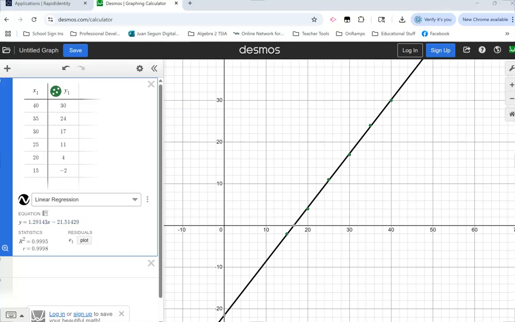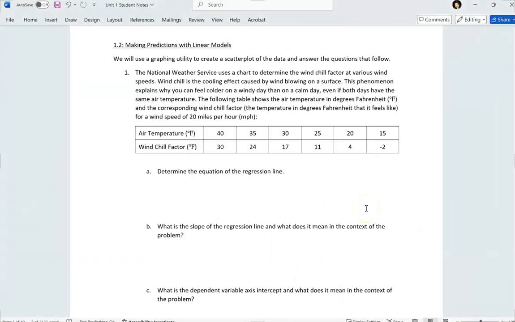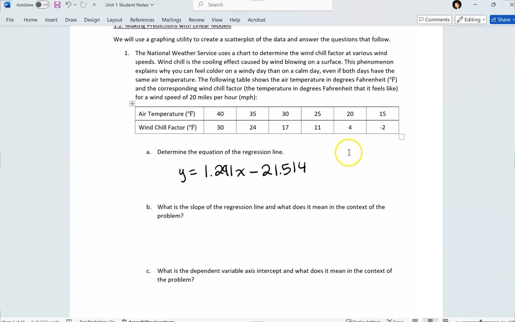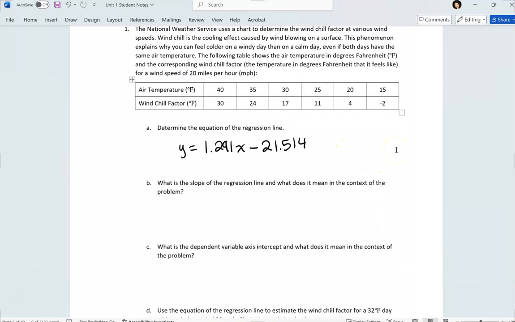So now we can answer some questions and really figure out what this is getting at. So we're going to come back to our paper and we're going to write that equation down. So the equation for this regression is y equals 1.291x minus 21.514. And that tells us some things about this equation. The first thing it tells us, remember, y equals mx plus b, that's our standard form. So we've got y equals mx plus b. Remember, b is your y-intercept, and m is your slope.